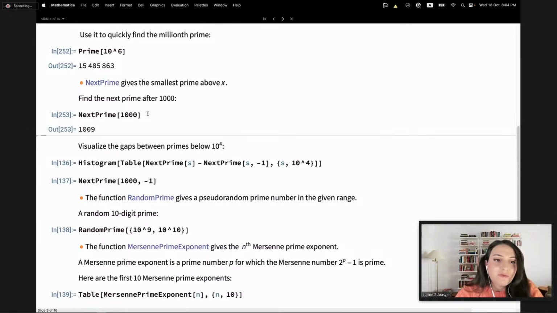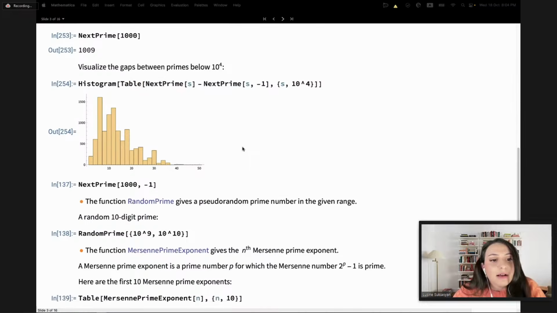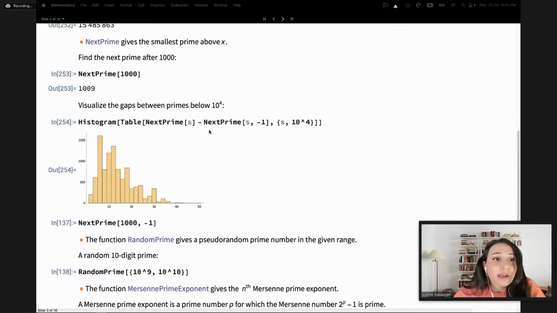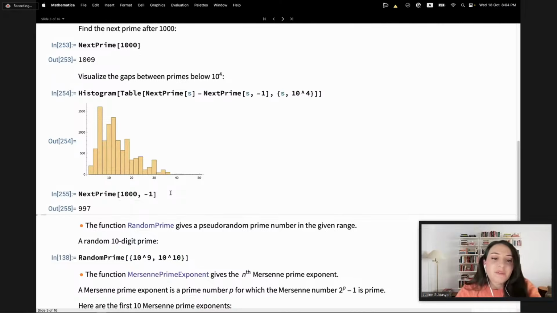Or you can visualize the gaps between primes below, say, 10 to the power of 4, and get this nice visualization by doing NextPrime[s] and NextPrime[s, -1]. So, as I said, NextPrime[1000] gave you the next prime after 1000, and NextPrime[1000, -1], what does it give you? It gives you the prime just before 1000.